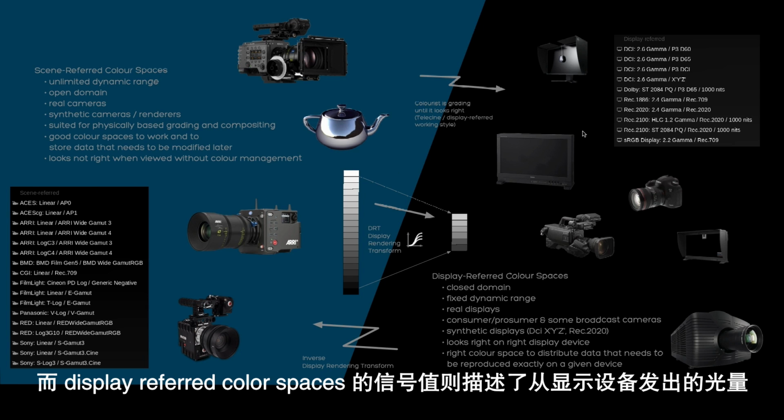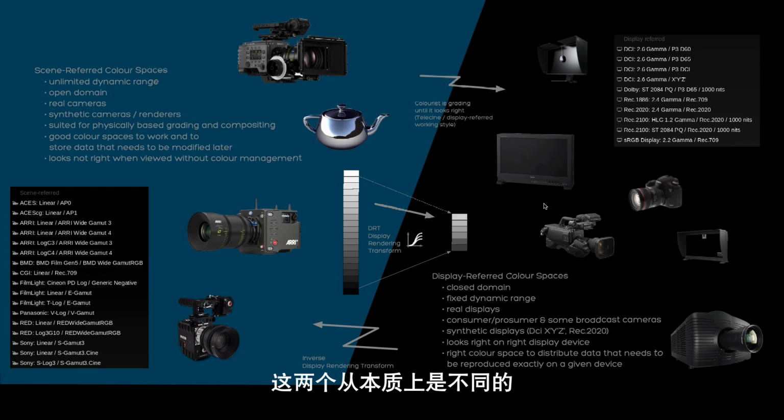In comparison, with display referred color spaces, the signal values describe the light energy emitted from a display. And this is something fundamentally different because displays have a fixed dynamic range, and that's what some people call a closed domain. So we can expect certain parameters from a given display, for example, peak white luminance, black level, or the color primaries.